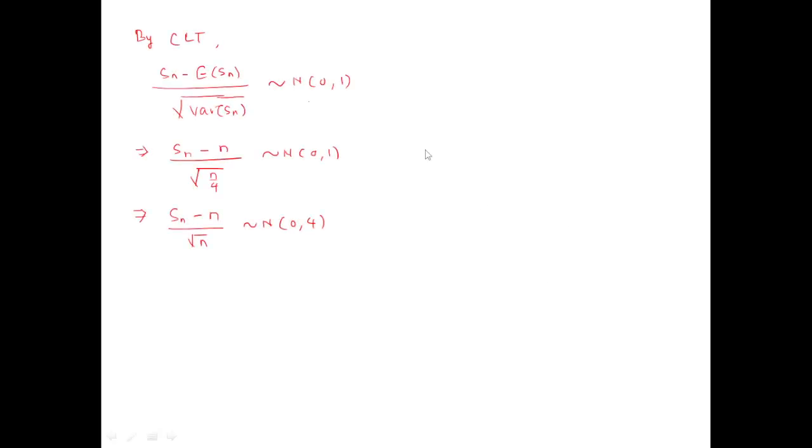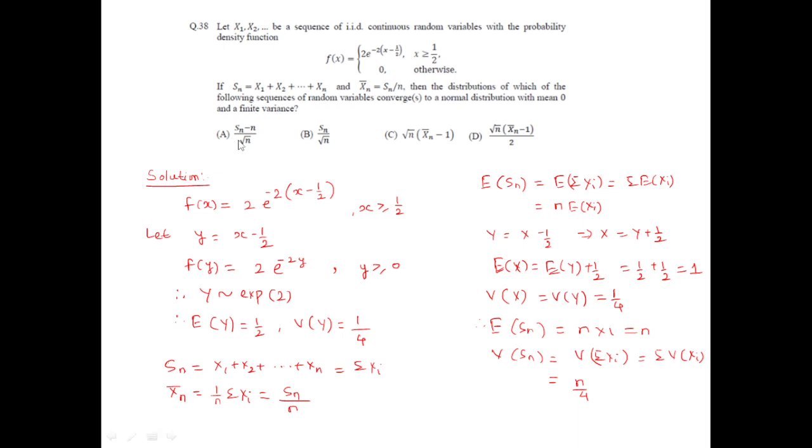Now we will apply the central limit theorem for the sequence Sn. The central limit theorem says that for the sequence Sn, (Sn minus expectation of Sn) divided by the square root of the variance of Sn follows normal 0, 1. Just plug in the values here. The expectation of Sn is n and the variance of Sn is n by 4. Solving this, you will get (Sn minus n) upon root n follows normal 0 comma 1 by 4, which is in option A. That's why option A is the correct answer.